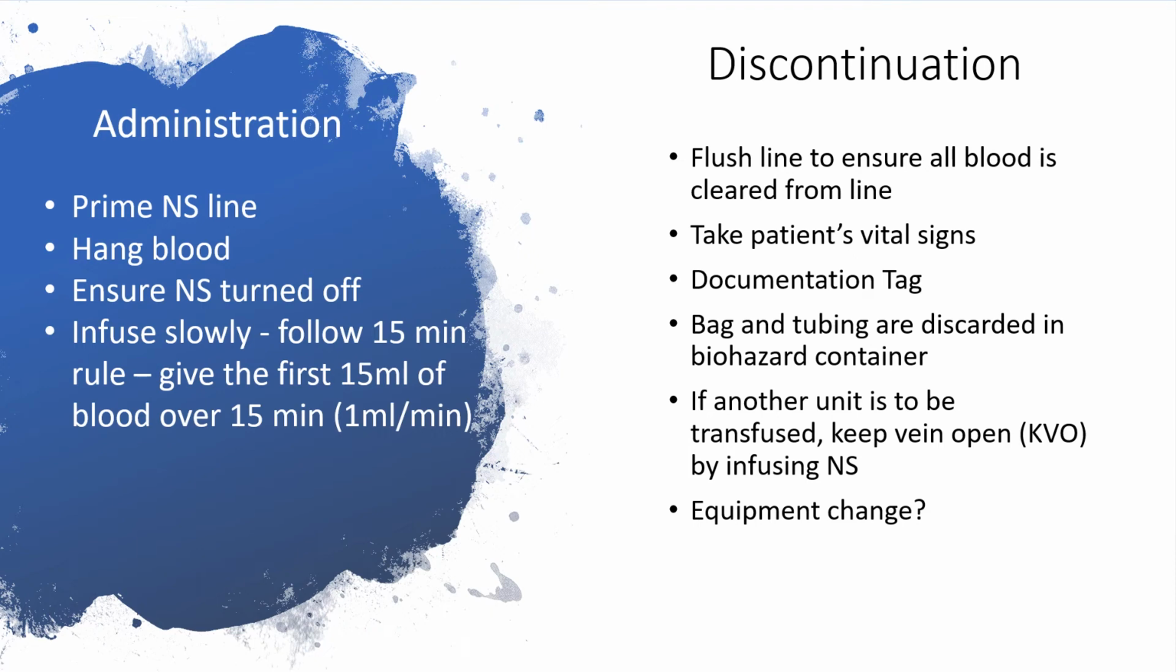Take the patient's vital signs. There's usually a tag that you use to identify the patient attached to the blood unit. So that needs to stay attached with the blood. Finish the documentation. Bag and tubing are discarded in a biohazard container if you do not require a second unit.